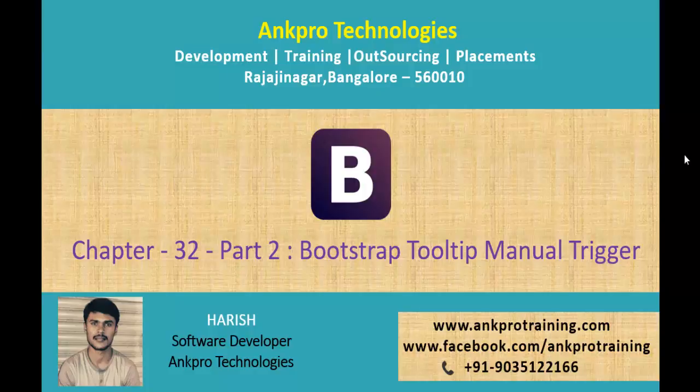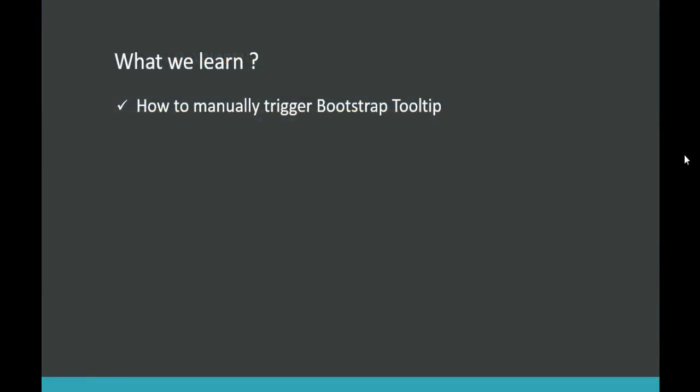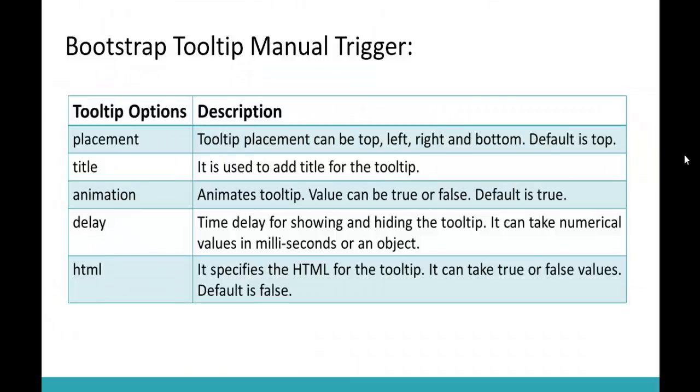My name is Harish. In this session, we will be learning how to manually trigger the Bootstrap Tooltip. In the last session, we learned how to build the Bootstrap Tooltip, and we achieved that functionality by using the jQuery tooltip method, and to that tooltip method, we passed these options. The options include placement, title, animation, delay and HTML.